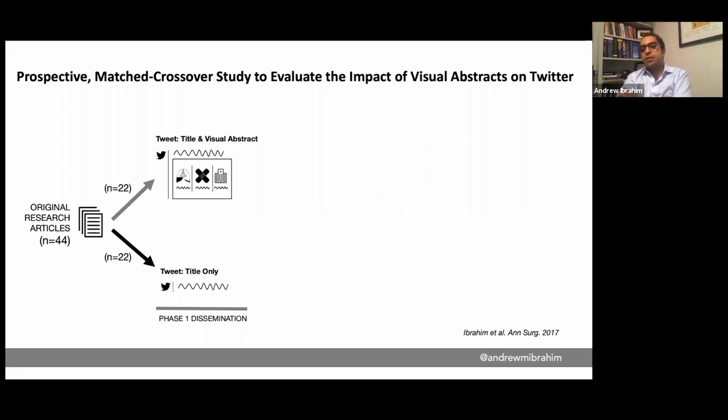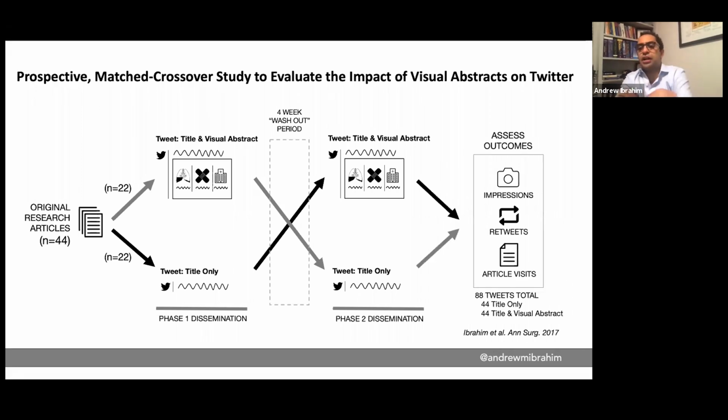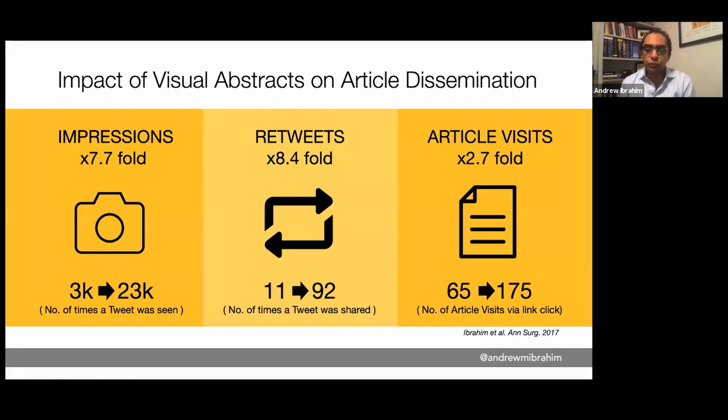So we designed a randomized prospective trial where we took 44 research articles. Half of them were shared as visual abstracts and half were shared as text abstracts. We then waited about a 4-week washout period and then reshared the articles in the opposite version. And then, because we had the same content, we compared each article head to head based on impressions, retweets, and article visits. So what did we find?